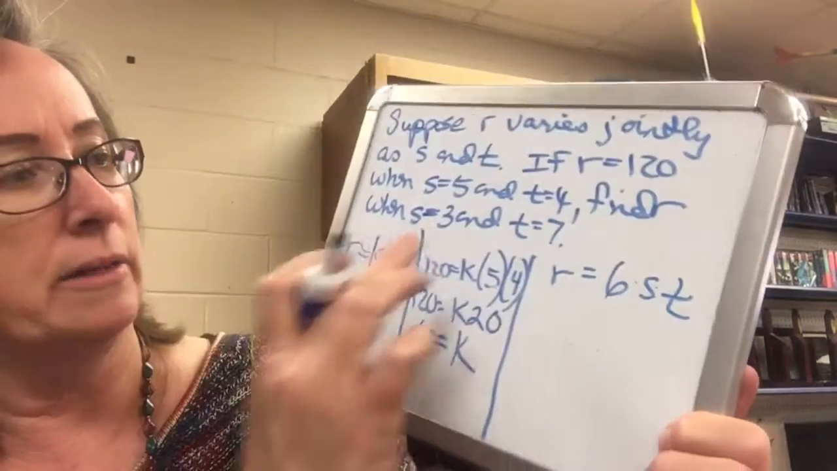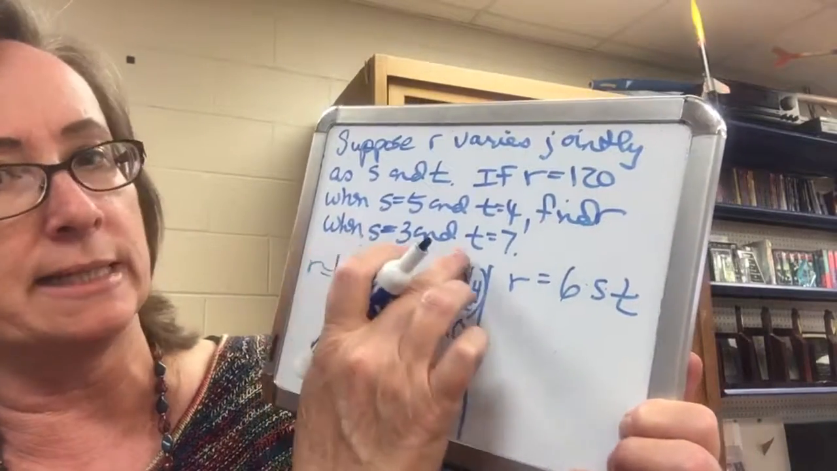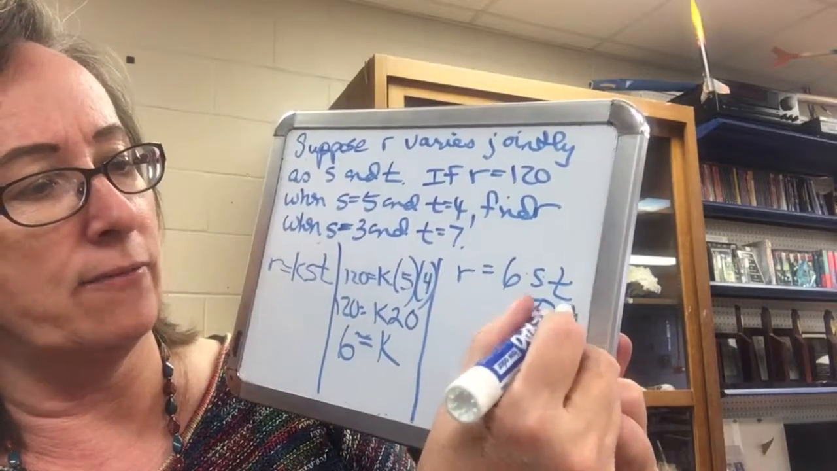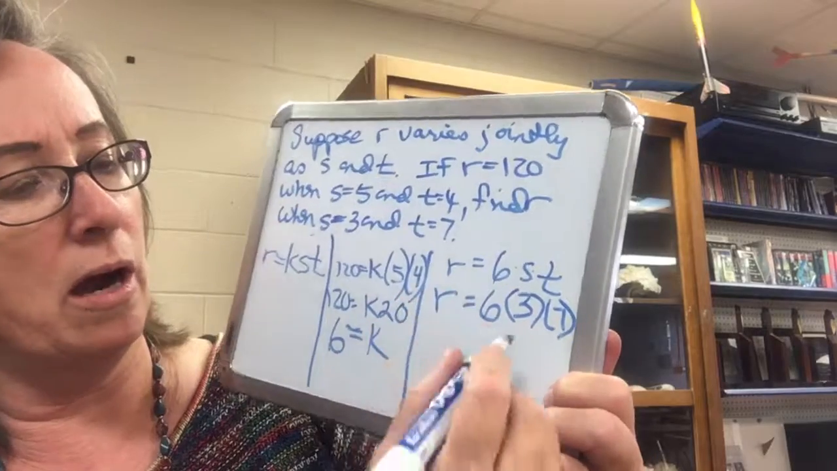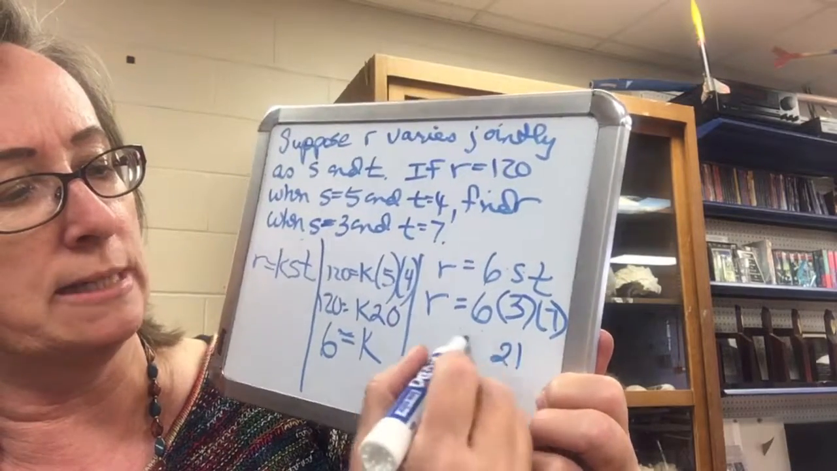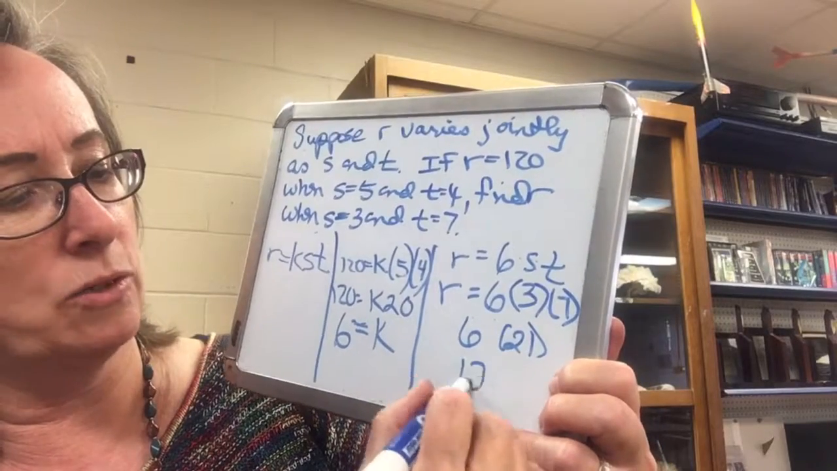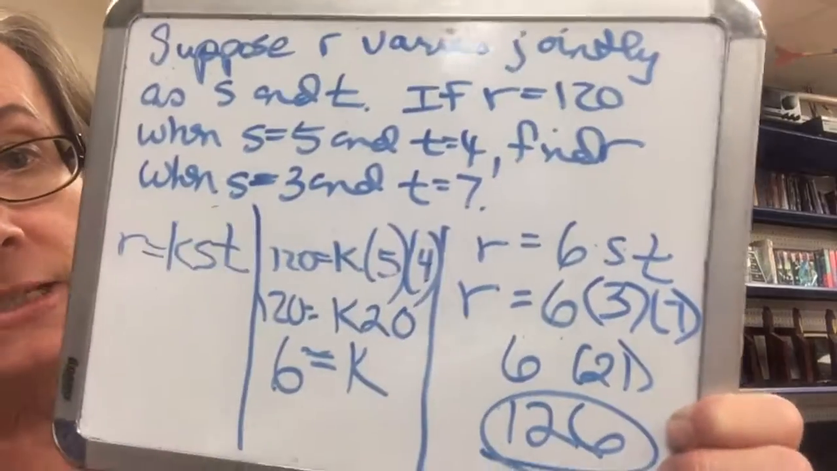So now, last step, answer the question. Find r when s is 3 and t is 7. s is 3, t is 7, and my constant was 6. So r is going to be 21 times 6, which is going to be 126. And that is the correct answer.